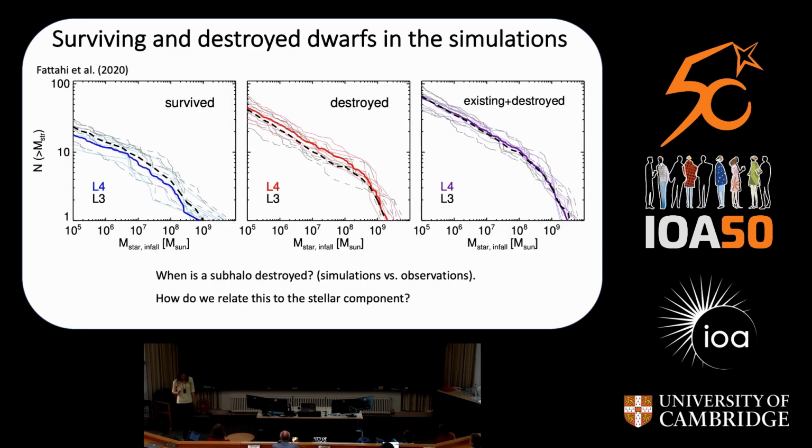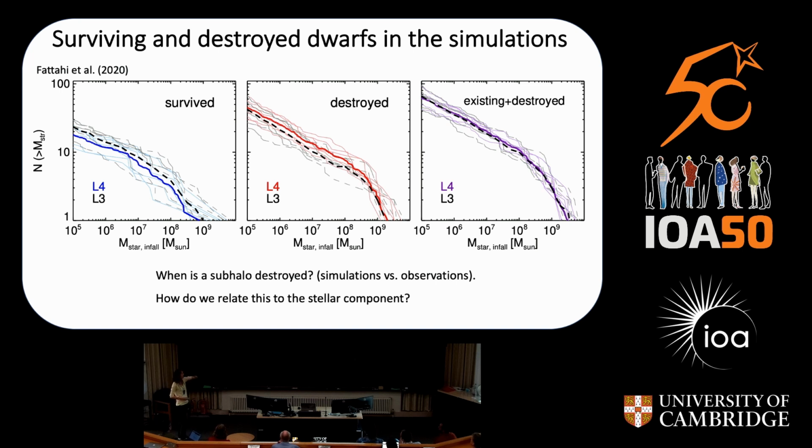But to end, I just want to say that considering the surviving dwarfs is a bit easier than telling you something about the destroyed dwarfs. But together, these are much more powerful. To illustrate this, these are number counts as a function of stellar mass, so similar to a luminosity function. This is from a numerical simulation, actually a hydro simulation. On the left, you have the surviving dwarfs, your satellites. The middle is the destroyed, and the last panel is the combination of the two.